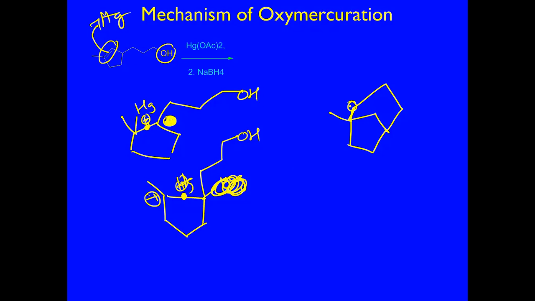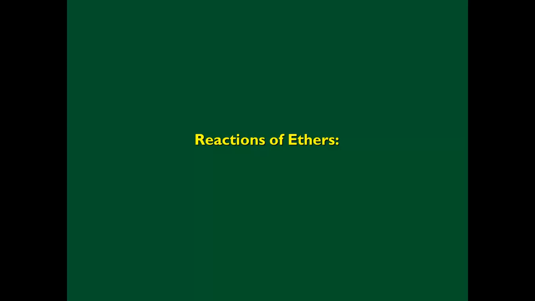That oxygen is donating the electrons to the carbocation, and at the end we do the sodium borohydride that removes the mercury, and we get the hydrogen. So you can make different types of ethers using all these reactions. In the next class we'll talk about the reactions of ethers.